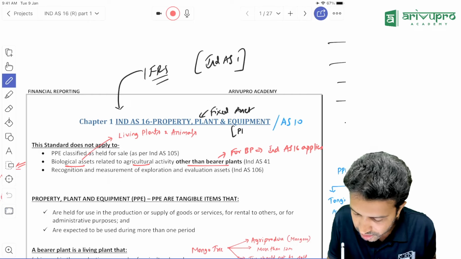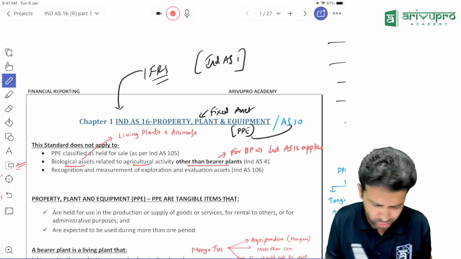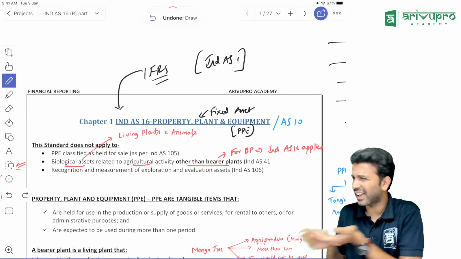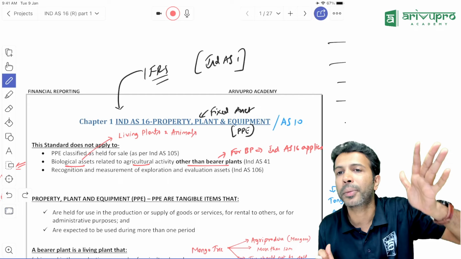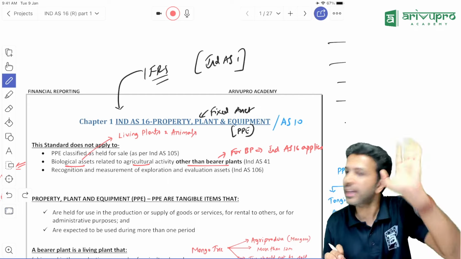For our class purpose, we'll call it PPE. Even Accounting Standard 10 said the same thing. Even there, it is no more "fixed asset". We call it property, plant and equipment only. All the fixed assets we call PPE now.